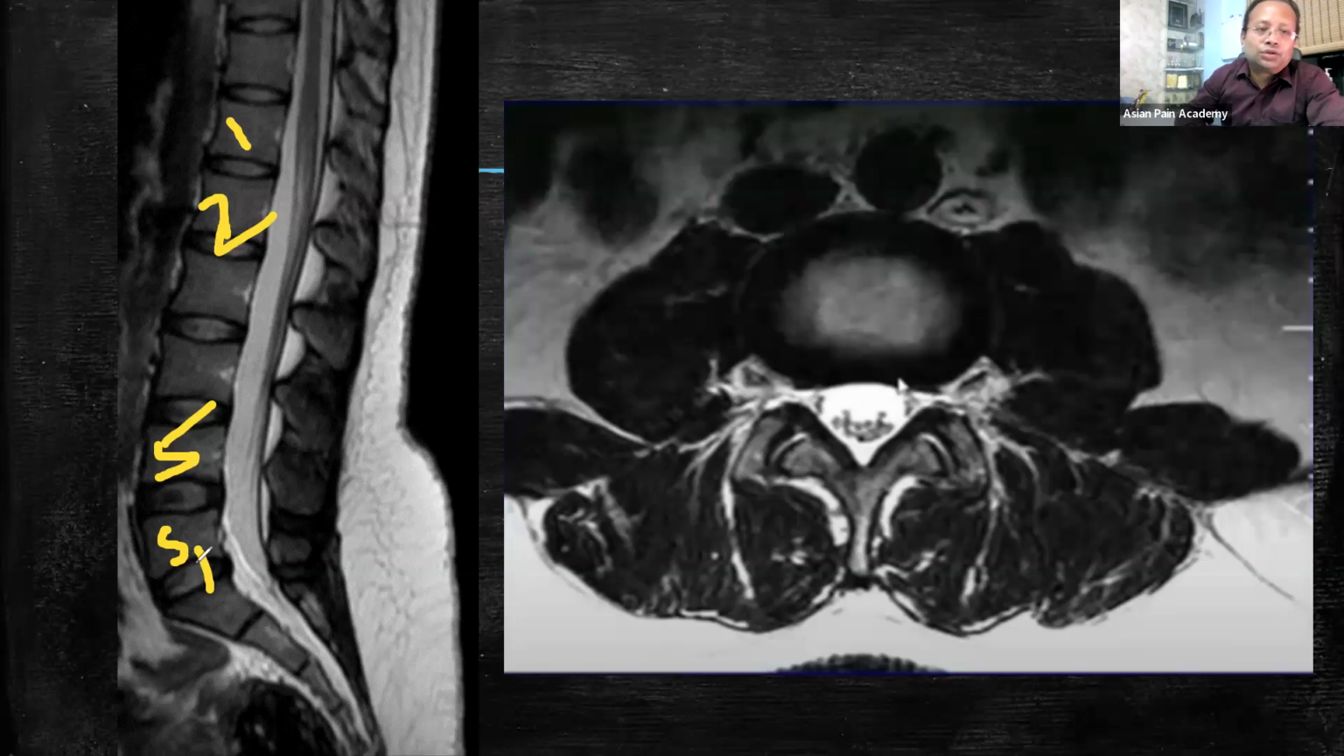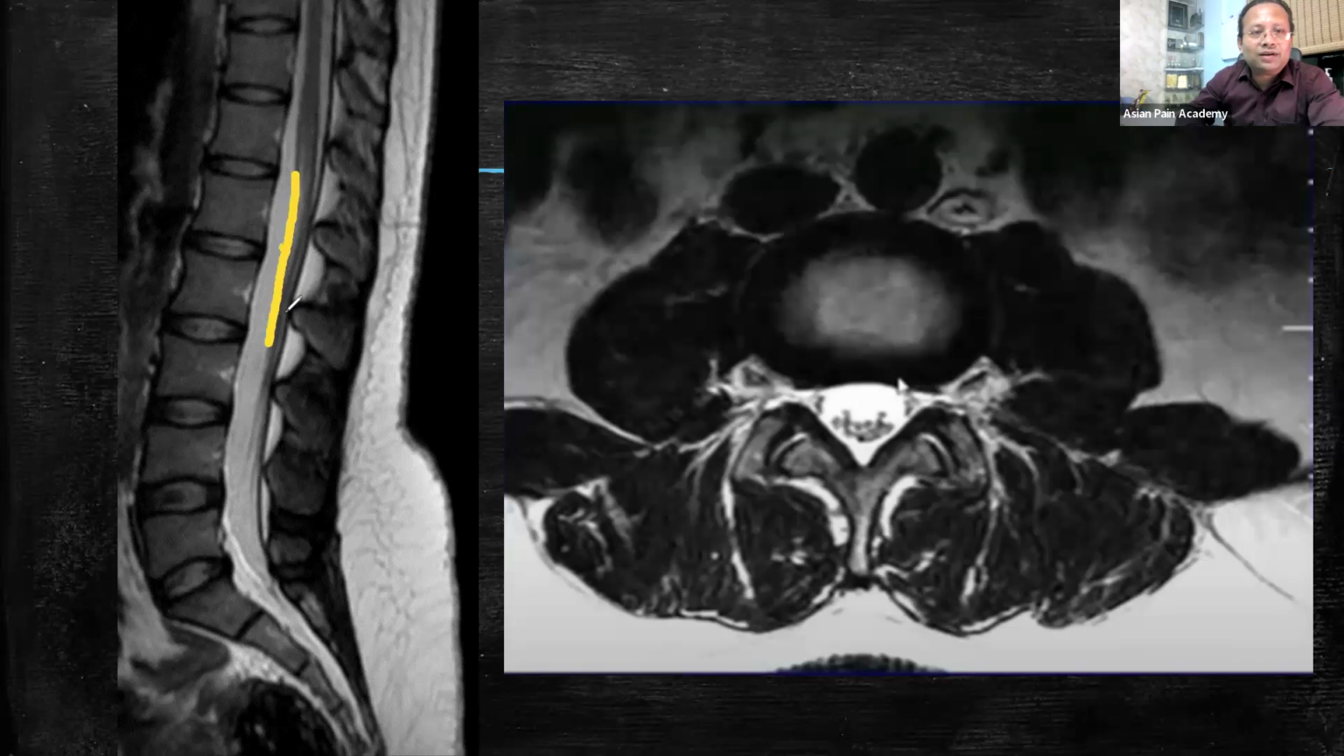So anyway, here we can see that up to this much is the L1 level. We can see that at this level our spinal cord ends. So this is the ending of the spinal cord. The upper part is the cord, but after that you will find the fibers of the cauda equina. It is the midline picture, midline sagittal section.